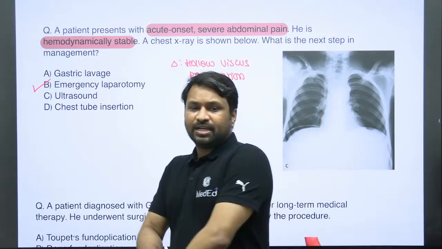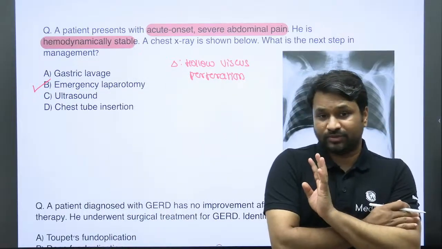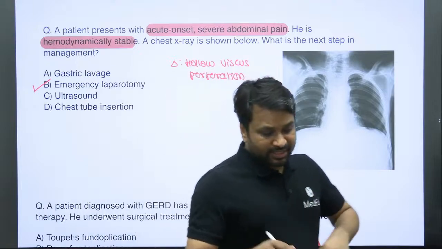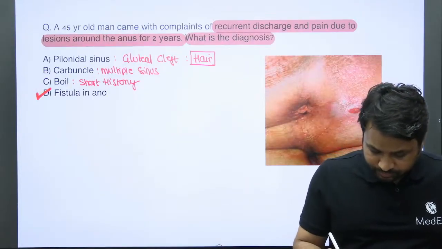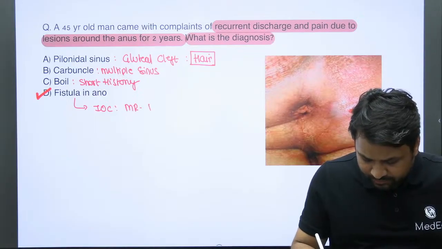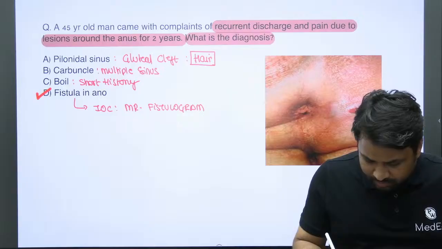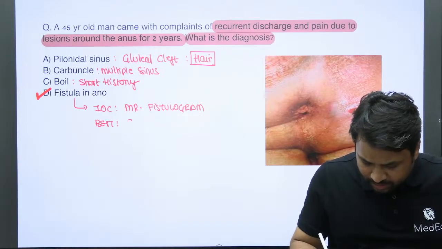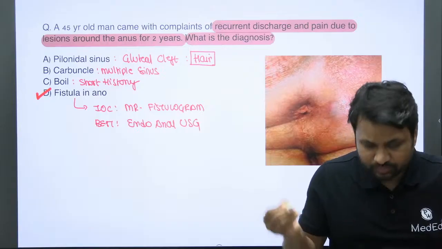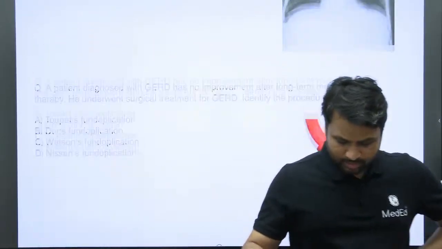Well, see, there has been a question: what is the investigation of choice for fistula? It is MR fistulogram. Okay, what is the best? It is an endoanal ultrasound. Investigation of choice is your MR fistulogram. Best is going to be an endoanal ultrasound. Okay? Do not forget about it.